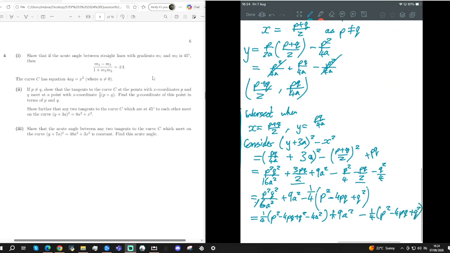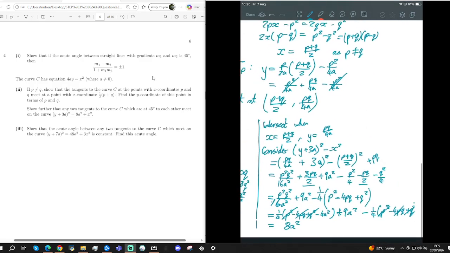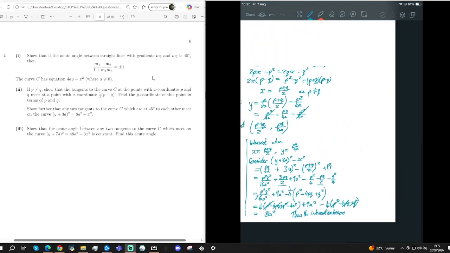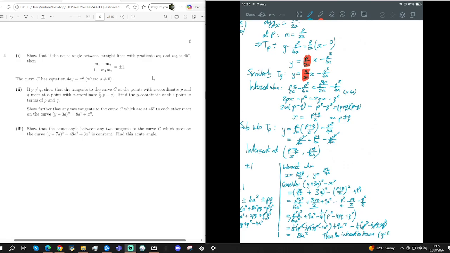And as mentioned way earlier when we saw this 9a squared for the first time, we said we want this all to simplify down to just minus a squared, and it does. That term's cancelled with that, that's cancelled with that, that's cancelled with that. I'm left with a quarter of negative 4a squared, which equals 8a squared. So thus, the intersection point lies on, just got enough space, y plus 3a squared equals 8a squared plus x squared.